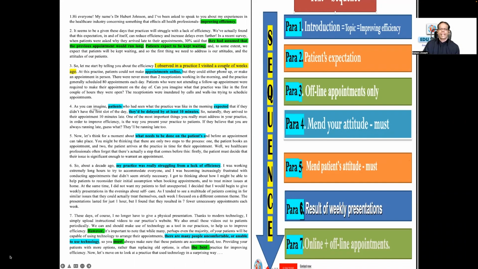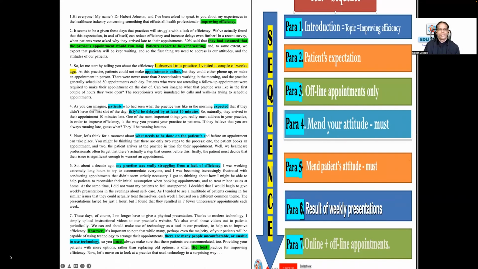You see, I observed in a practice I visited a couple of weeks ago. In this practice, patients could not make appointments online, which means negative meaning, which means only offline appointment was possible. The strategy is there, but they could either phone up or make an appointment in person. Again, that is being explained, saying that only offline appointments. So why the inefficiency? It is telling you about the efficiency. I observed a practice I visited a couple of weeks ago, illustrating what is the effect of having only offline appointments. Then next paragraph, para 4, mend your attitude.